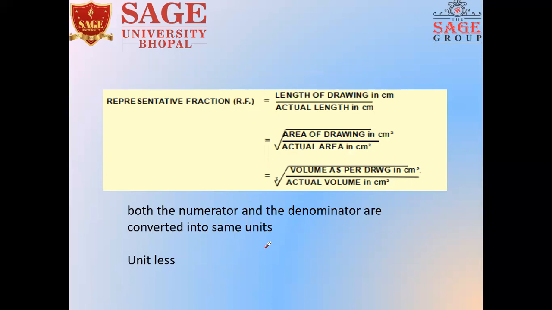The formula of RF is length of drawing upon actual length. If the units are not the same, we need conversion. We know the conversion of centimeter to meter, centimeter to kilometer. We know the conversion of kilometer to hectometer, kilometer to inches, yard to chain. So when both units are the same, the units will cancel. So you will always remember this thing: RF is always unitless.